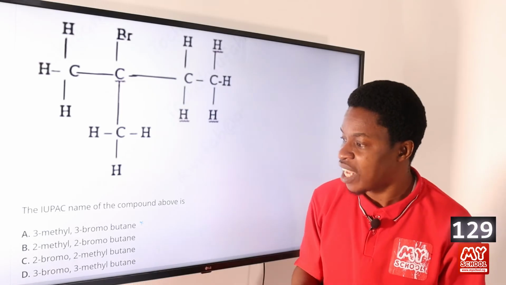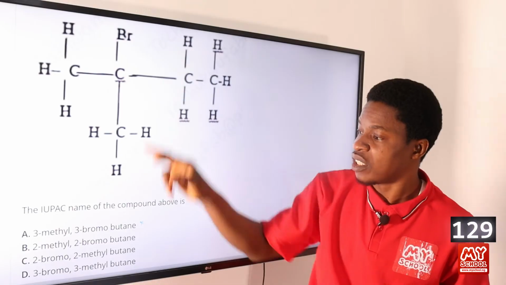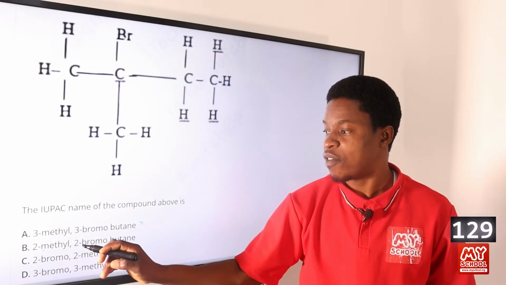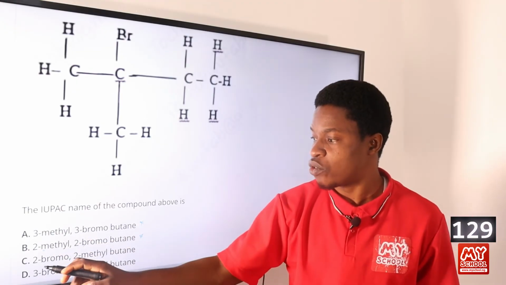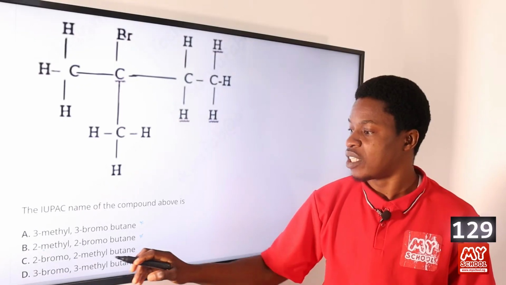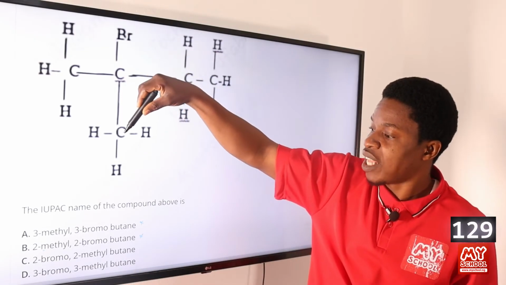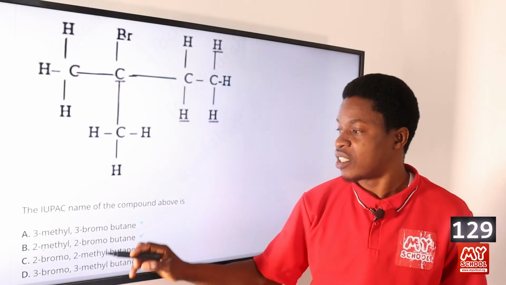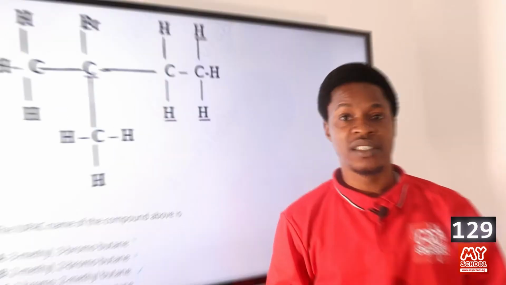Option B says 2-methyl-2-bromobutane. So counting from here, 1 to 2-methyl-2-bromo. This is also not correct because we see alphabetically M is coming before B, instead of the other way around. So this also is wrong. Option C says 2-bromo-2-methyl-butane. 2-bromo, on carbon 2 bromo, then 2-methyl-butane. Yes, this is correct. Option D says 3-bromo, 3. It is not 3, it has to be 2. So the correct answer here is option C.